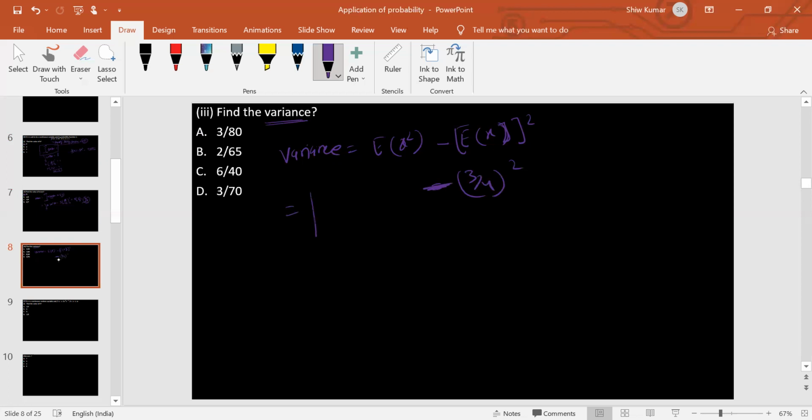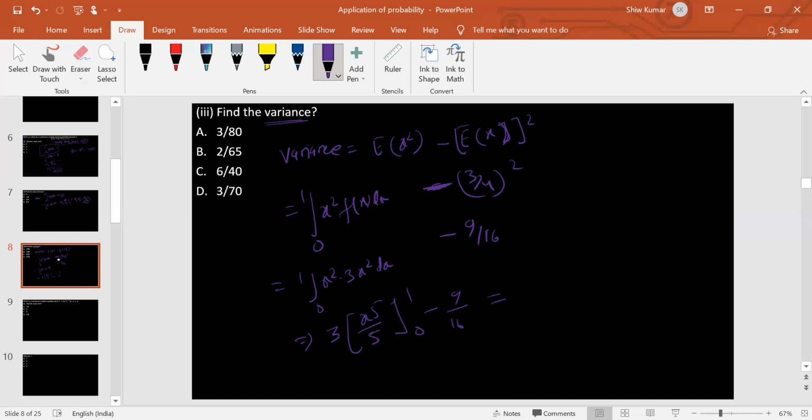And this expectation of x square we can write as the integral from 0 to 1 of x square f of x dx, and write the other term as it is, that is 9 by 16. And f of x is how much? f of x is 3x square dx. So take 3 outside, x square into x square is x to power 4. If you integrate, it becomes x raised to 5, from 0 to 1, minus 9 by 16. So you can write it as 3 by 5 minus 9 by 16. The LCM of 16 and 5 is 80. So 5 into 3 is 48 over 80, and 16 into 3 is 48, 5 into 9 is 45. So here the answer will be 3 by 80.